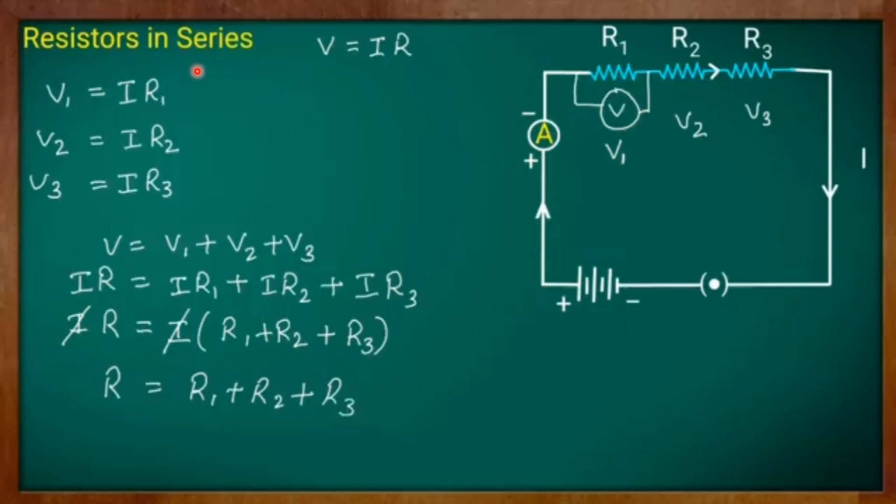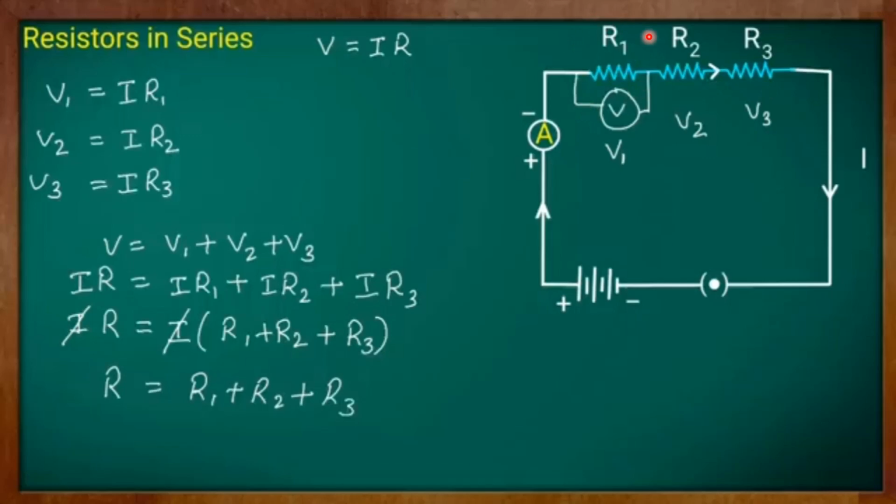In series, you have to note down one more point. What is it, children? The same current will pass from R1 to R2, again from R2 to R3, in such a way that the same current will pass from the positive end of the battery to the negative end. The current divisions will not be there in the series. Whereas the voltages differ from resistor to resistor.